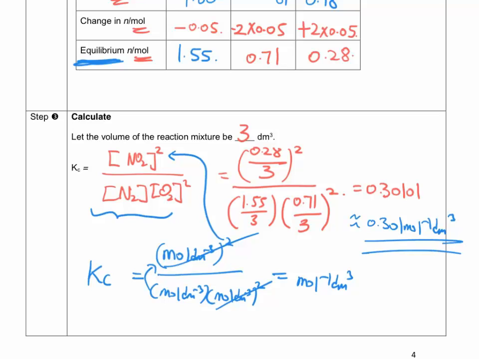And do remember to try the checkpoint on the next page before you check the solution subsequently. Okay, remember to pause the video before you proceed.